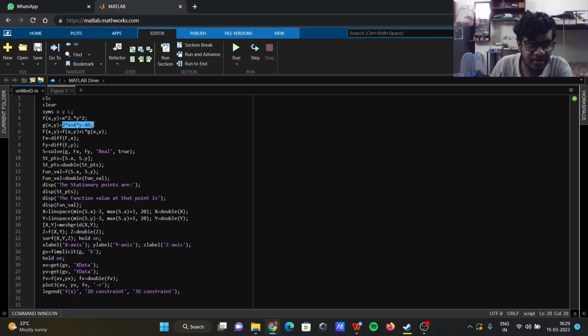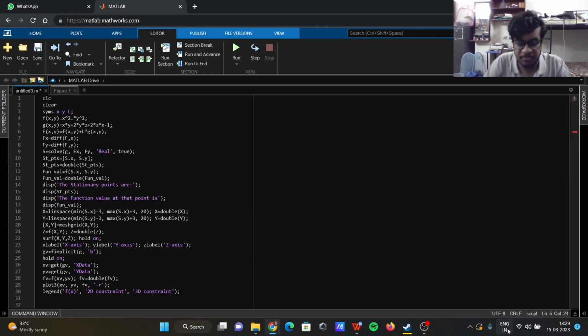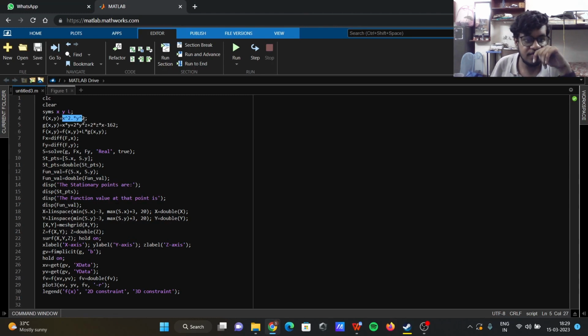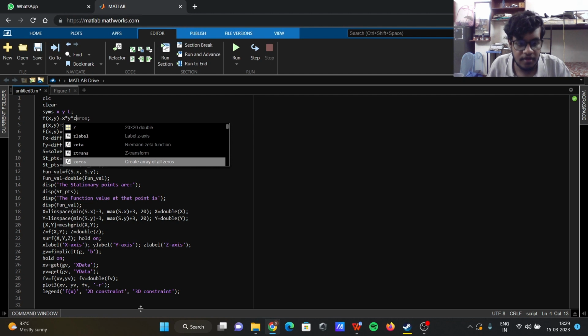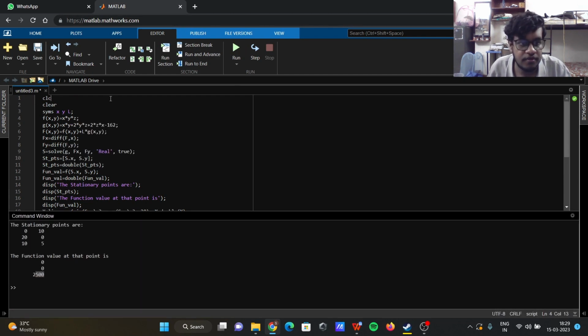Our constraint is 2 star x star y plus 2 star y star z plus 2 star z star x minus 162. This will be our constraint. Now the function to be optimized. Recall the volume of a rectangular box is x star y star z. So this is the function that we need to optimize: x star y star z. I guess that's it. Now also close the figure. Very important. Run.